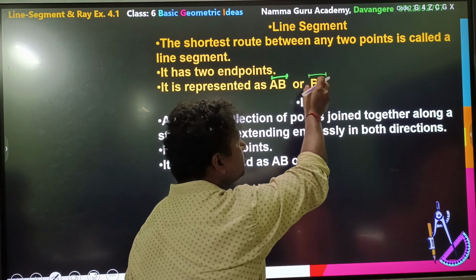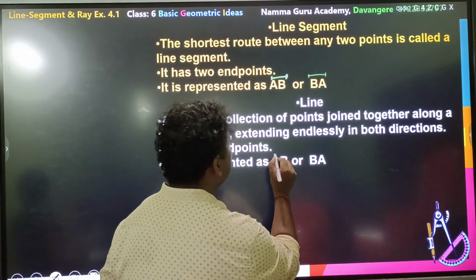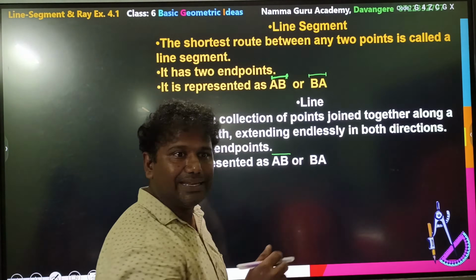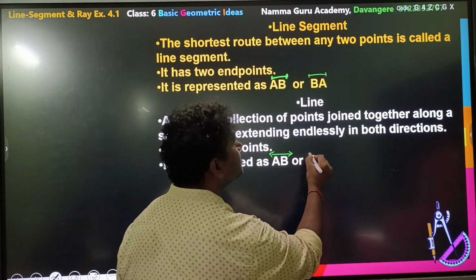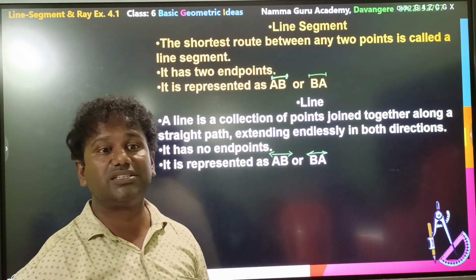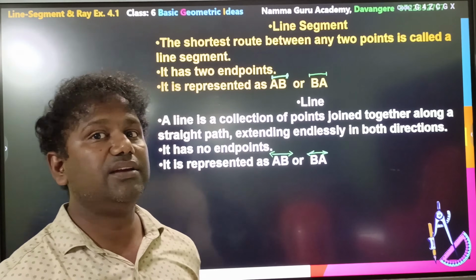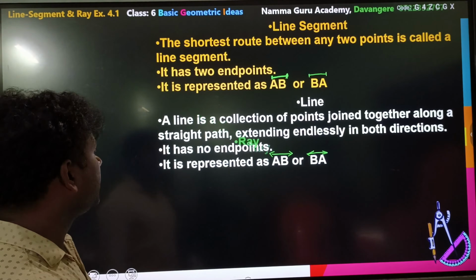Okay, it shows in both the sides there is an end point. Here, line, for this also we can write A and B, but here there will be arrow marks. BA. On this also, if there is an arrow mark, you need to consider it is a line. If there is no arrow mark, it can be considered as a line segment.